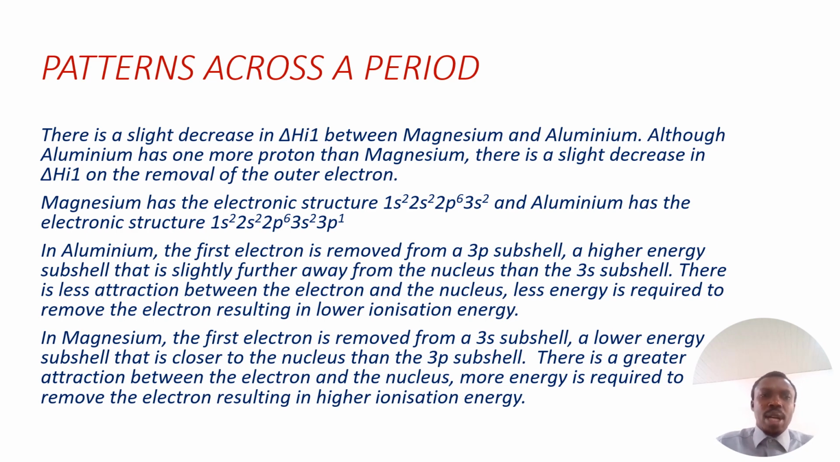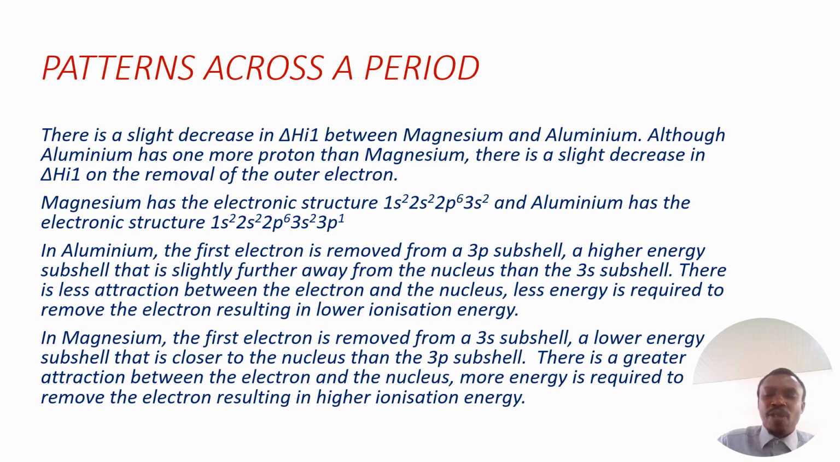And that of aluminium has the electronic configuration 1s2, 2s2, 2p6, 3s2, 3p1. So in aluminium, the first electron is removed from a 3p subshell, which is a higher energy subshell, farther away from the nucleus. So it's easier to remove an electron from a higher energy subshell. So the ionization energy of aluminium is lower than that of magnesium.